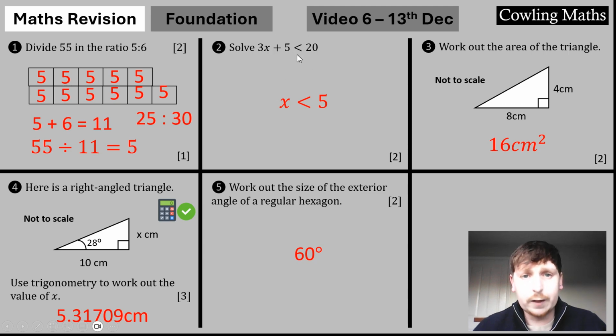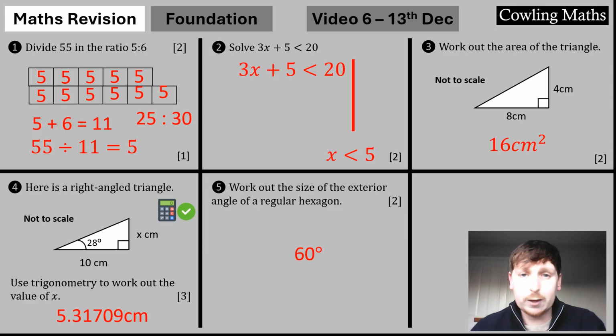Question 2 then, solving this inequality. I'm going to use the method with the line down the side. I've just written the question there. So we need to get rid of this plus 5 first. If you think about what's happened to x, it's been times by 3 and added 5. So going backwards, we're going to do the opposite: take away 5 and divide by 3. Taking away 5 first, we take away 5 from this bit and take away 5 from this bit. So we get 3x is less than 15.